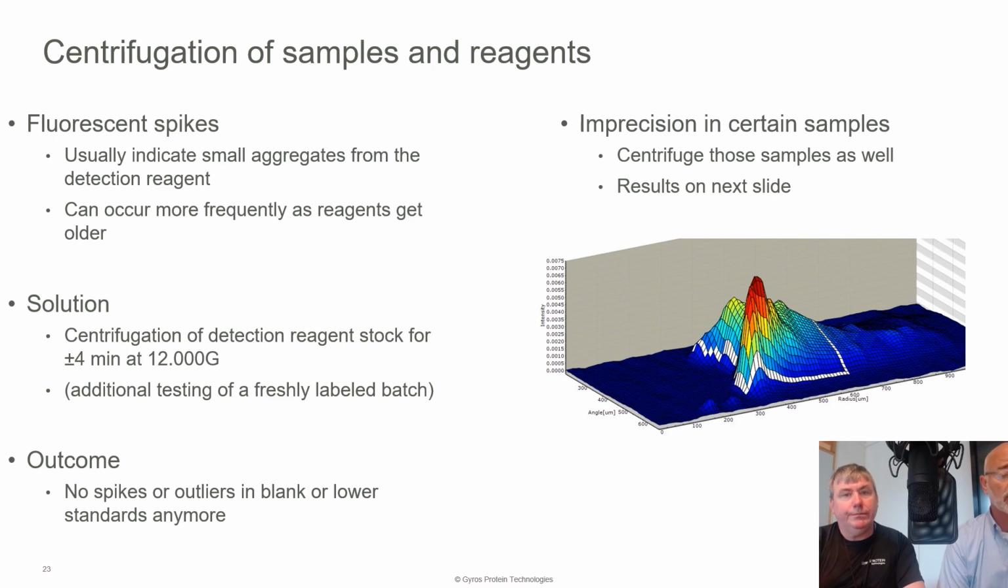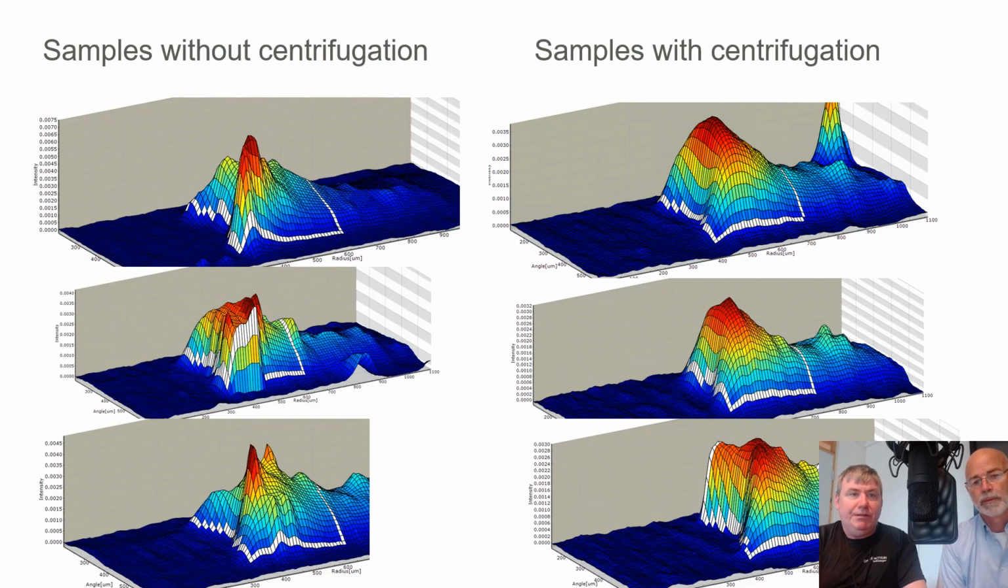So in this case, once they did the spinning, there were no spikes or outliers in the blank or the lower standards anymore, and that really fixed the problem for them. So you can see here that the samples without centrifugation give you irregular peaks. When the samples are centrifuged, suddenly the peaks are more normal. So you can see that this was the solution. It was about spinning the samples.